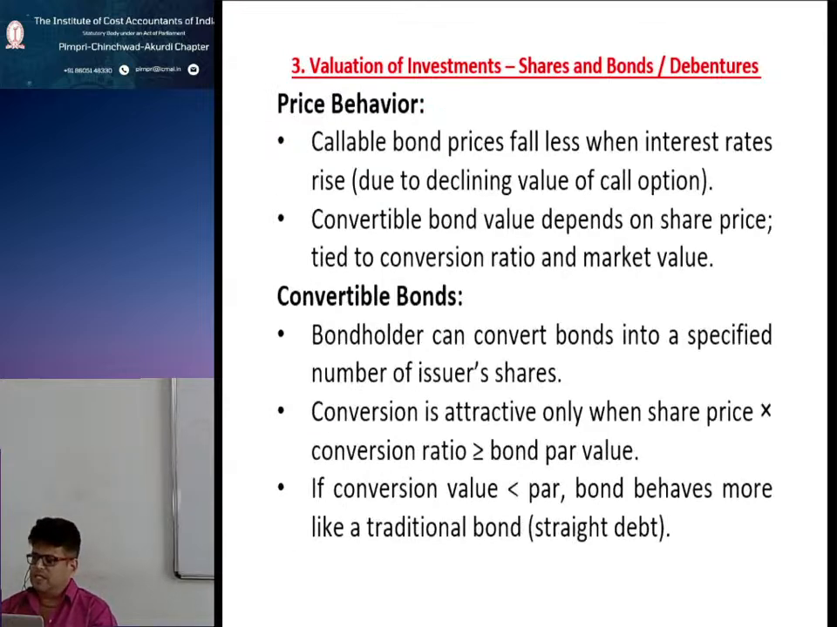Now let's understand the price behavior. In a way, callable bond prices fall less when interest rates rise due to the declining value of the call option, and convertible bond value depends on share price, which is tied to the conversion ratio and market value. Convertible bonds are bonds where the bondholder can convert the bonds into a specified number of issuer shares. Conversion is attractive only when share price times conversion ratio is greater than or equal to bond par value. If conversion value is less than par, the bond behaves more like a traditional bond, that is, straight debt.